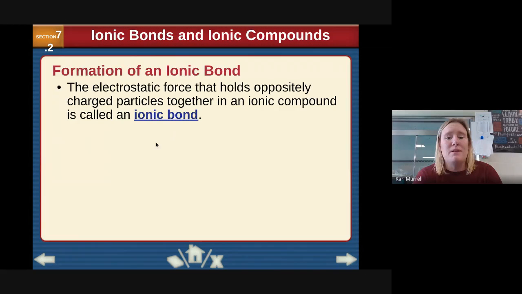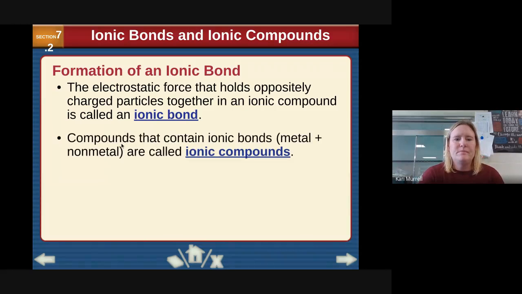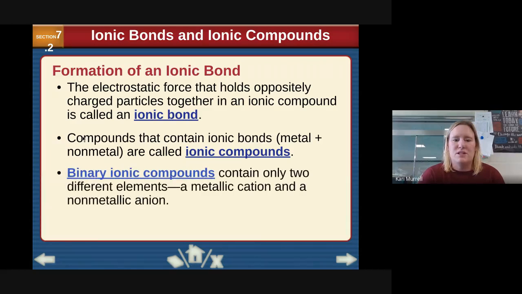So what is an ionic bond? It is the electrostatic force that holds oppositely charged particles together in an ionic compound. Looking at the periodic table, think of something from the left side and the right side being bonded together: a metal and a non-metal. That's something you'll see on your final exam, and it's important to know that an ionic bond is between a metal and a non-metal. Compounds that contain ionic bonds are called ionic compounds.